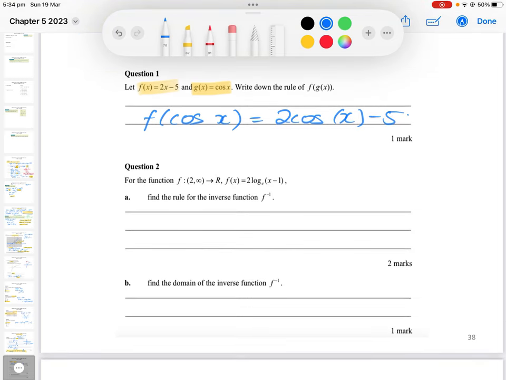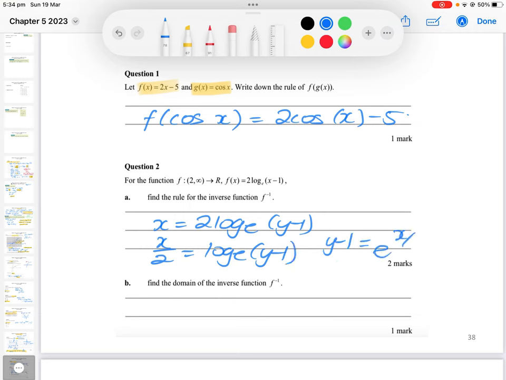Find the rule for the inverse function again, swap it. Divide by 2. So that means y minus 1 equals e to the x on 2. So my inverse function is e to the x on 2 plus 1. Find the domain of the inverse function. Well, the domain of the inverse is the range of the original. And if we think about this log graph, it's a log that's been moved 1 across. Either way, its range is all the numbers R.